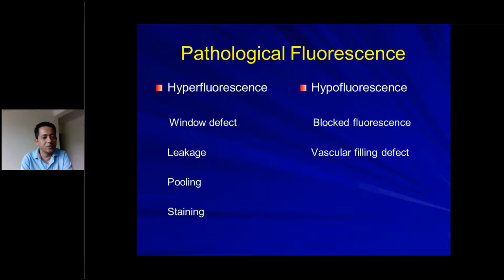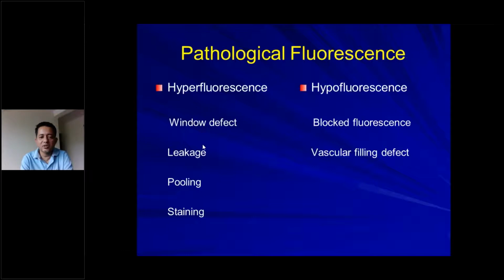And it rapidly disappears in the later part of the arterial or late arteriovenous phase, and definitely not in the late phases. So window defect you have to catch much earlier, and if you see a well demarcated area of hyperfluorescence which comes very early and disappears quite quickly, then what you are probably seeing is a window defect. And as you've probably read, window defect is when there's a defect in the RPE, so that the sodium fluorescein is seen much more through the choroidal circulation.